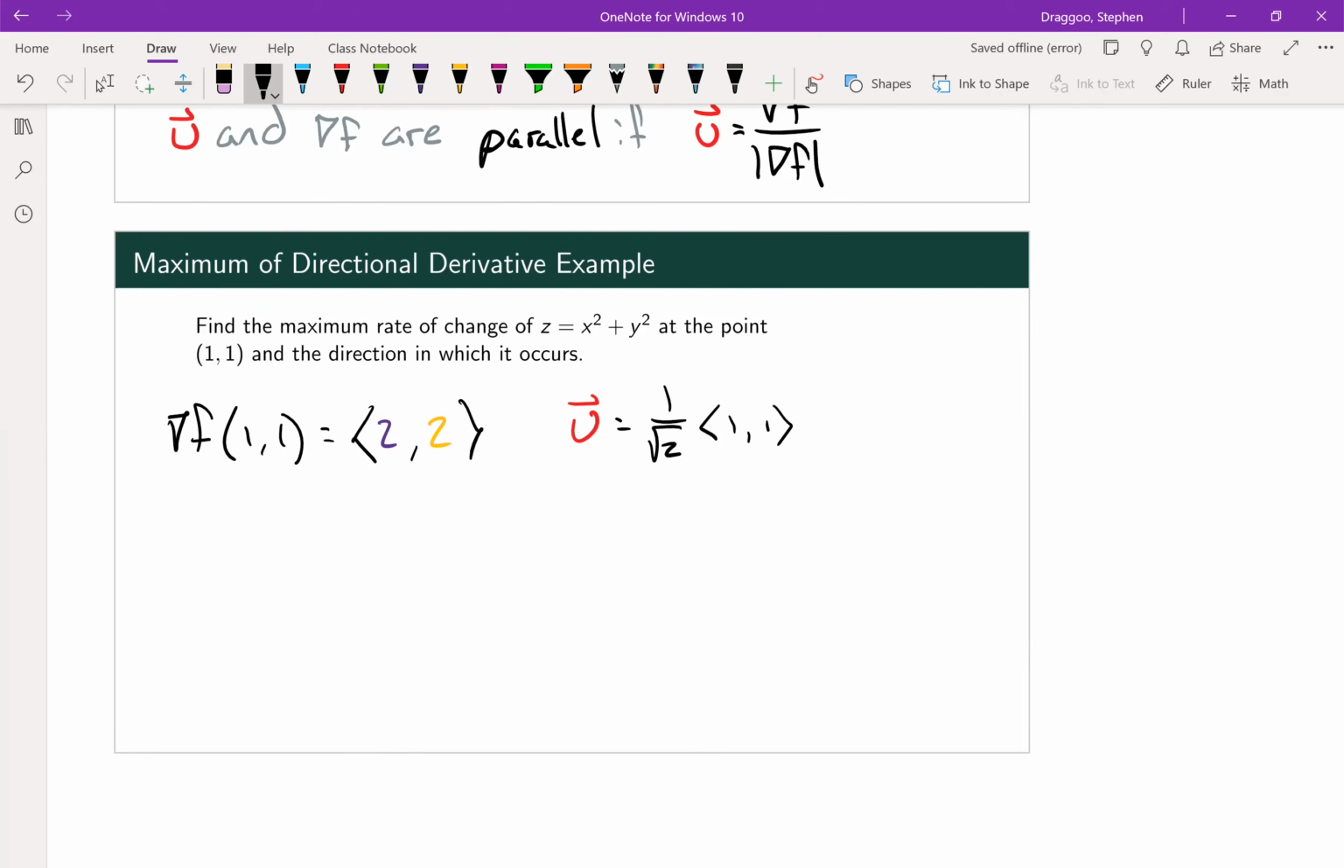Finally, getting the actual maximum rate of change, we just want the magnitude of the gradient of f at (1, 1), which should be the square root of 2 squared plus 2 squared, since our gradient vector was (2, 2), and that thing comes out to the square root of 8, or 2 square root 2.